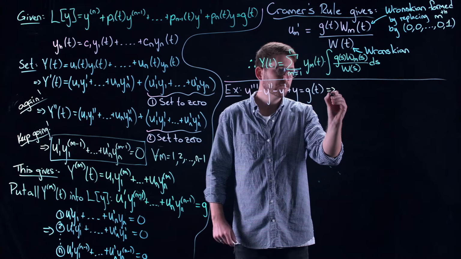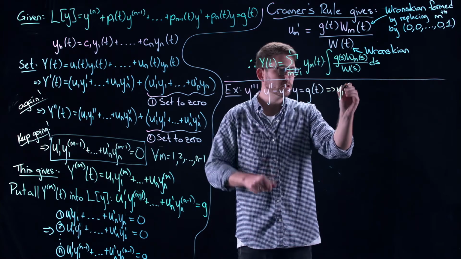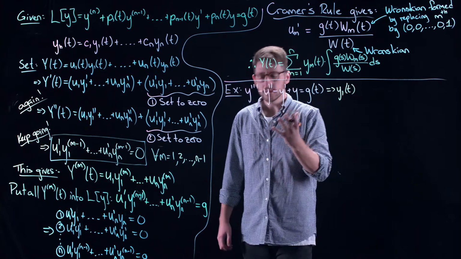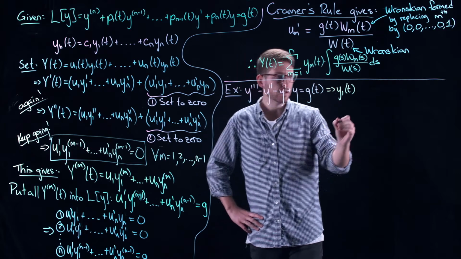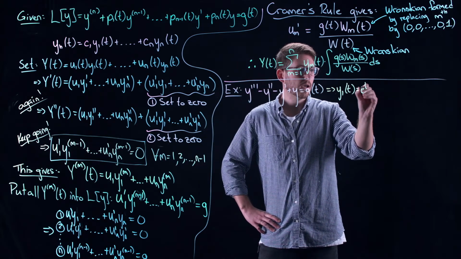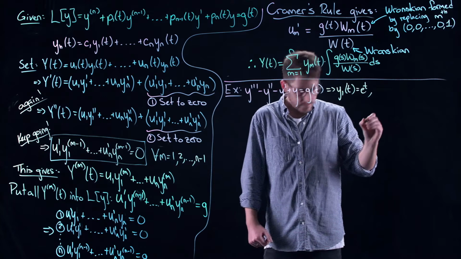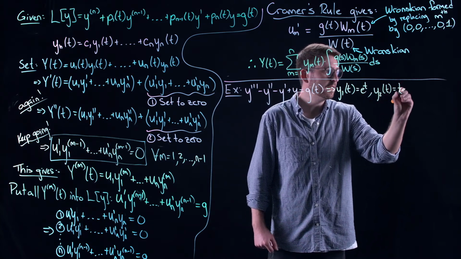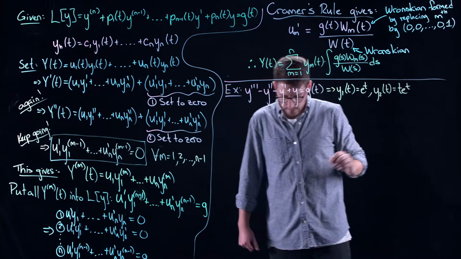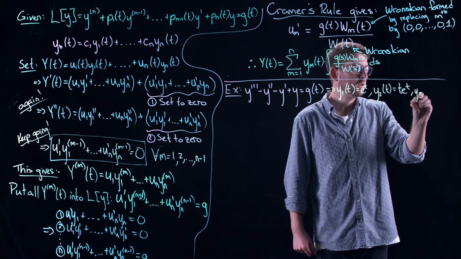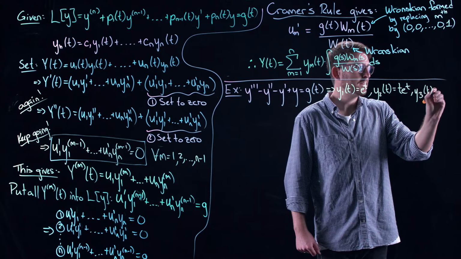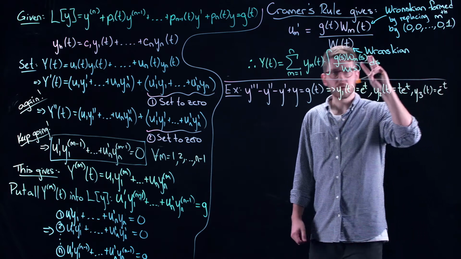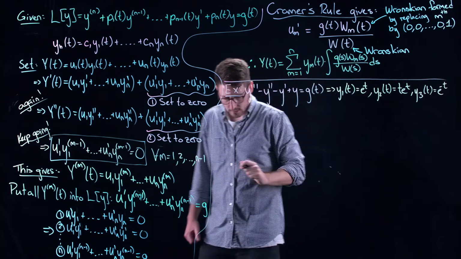So first of all, if you solve the homogeneous equation, all you need to do is find the characteristic equation, find the roots. I get e to the t, and I get a repeated root, so I get t e to the t. And then the last one is e to the minus t. Okay, so I have three linearly independent solutions.